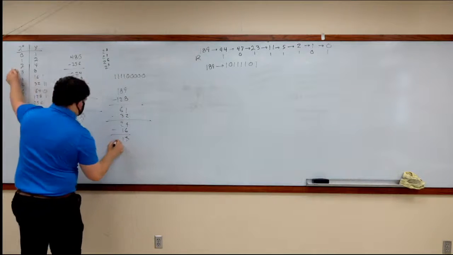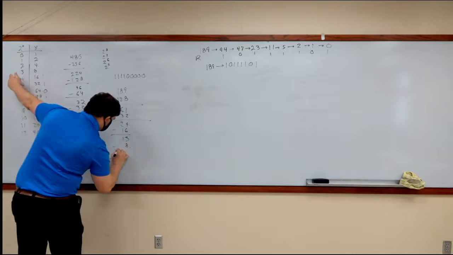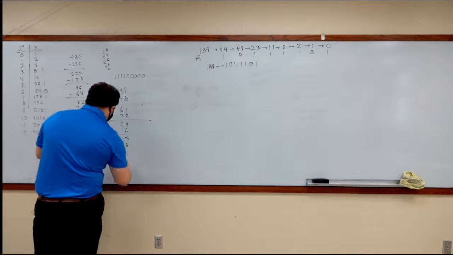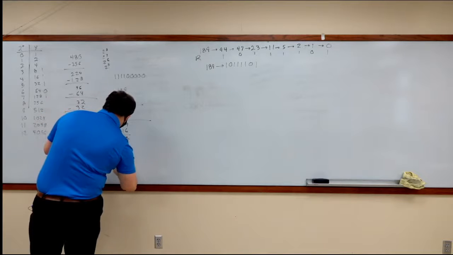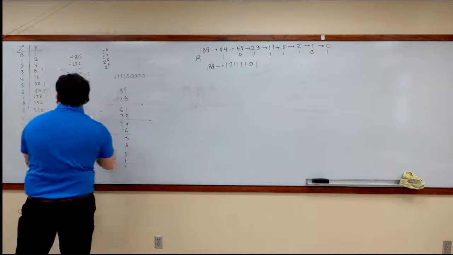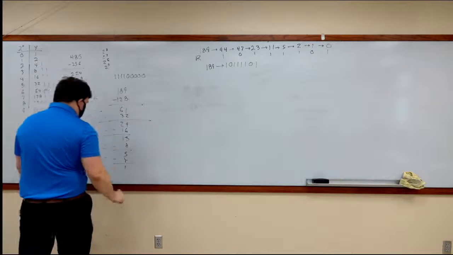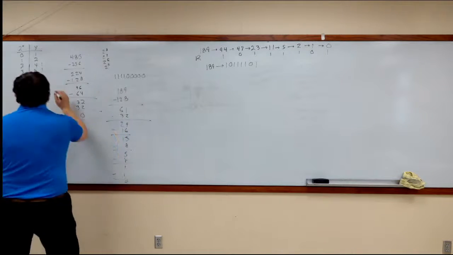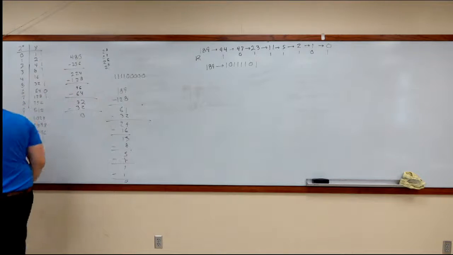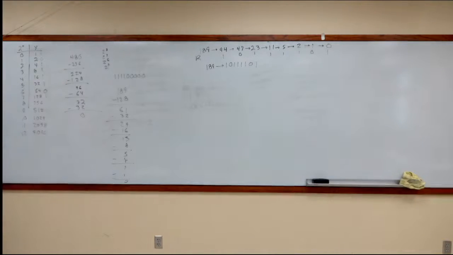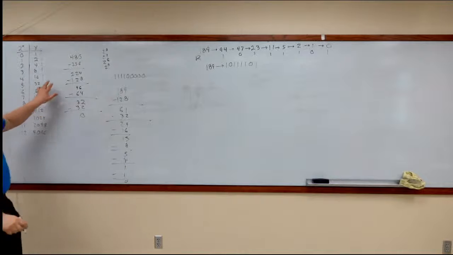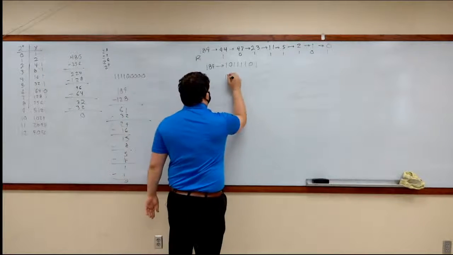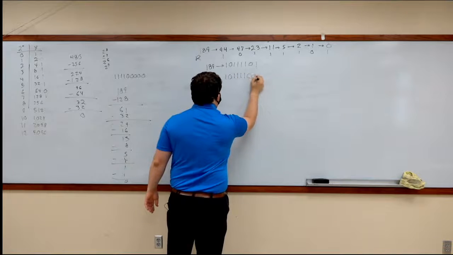Next biggest number is 8, so we subtract 8, we get 5. Put a 1 under the 8. Next biggest number is 4. We subtract 4, we get 1. Put a 1 under the 4. And then we subtract 1 and we get 0. So I'll put a 1 under the 1. A 0 for the 2. Okay, so our final number is 1 0 1 1 1 1 0 1.